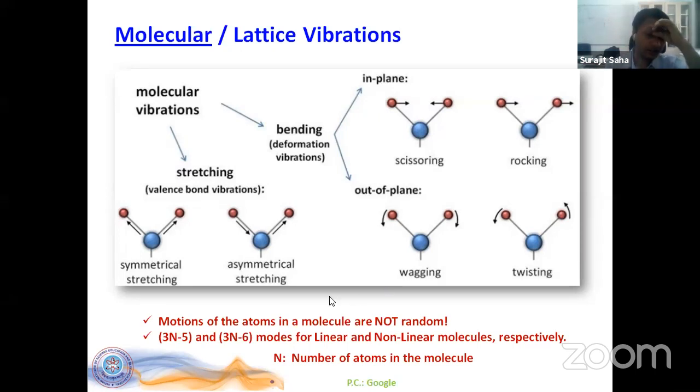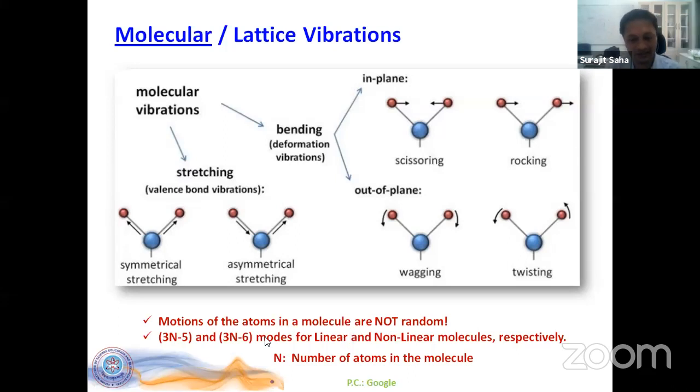Okay. So now, as you can see in this picture, we have a water molecule, and a water molecule, as we know, consists of H2O, where these red spheres are hydrogen atoms and the blue one is the oxygen. Now you can see that a molecule will not have any random motions of the atoms, but there are very fixed and typical motions of the atoms, and that is what restricts what we call the number of normal modes of vibrations of any given molecule. So for example here, for the water molecule, there are six well-defined normal modes of vibrations.